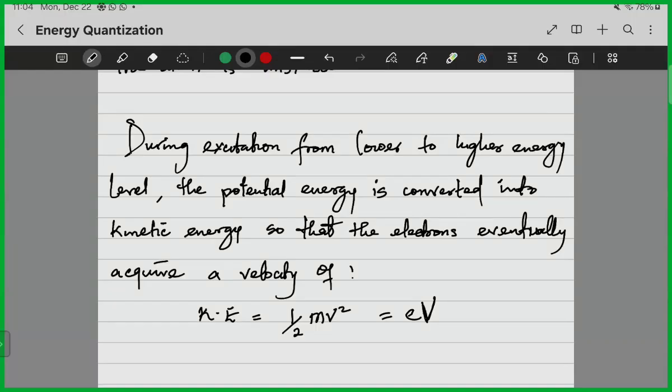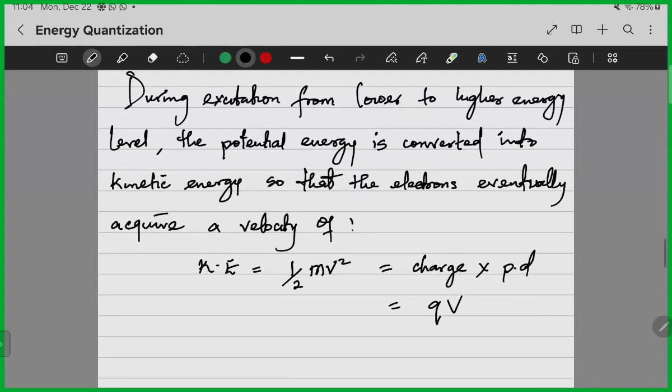And what does this mean? This is not just a unit, this is more like charge times potential difference. So I'm going to write it as QV. So that's it.